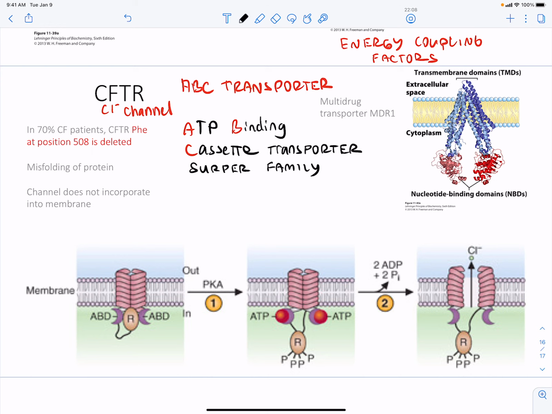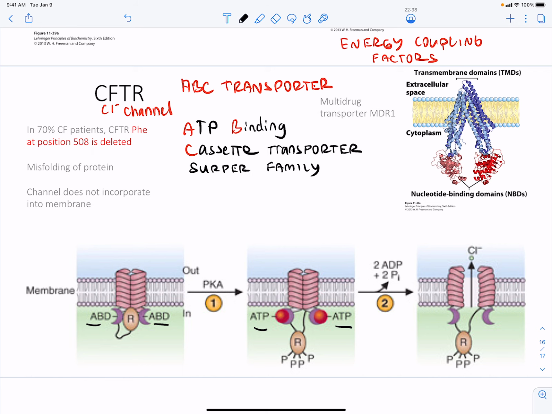Now, ABC transporters have two nucleotide binding domains, and you can see that ATP is going to bind to both of those domains. They have two transmembrane domains. There are 48 genes in humans that encode these ABC transporters. They're important for many things. In addition to drugs, they also transport alcohol.